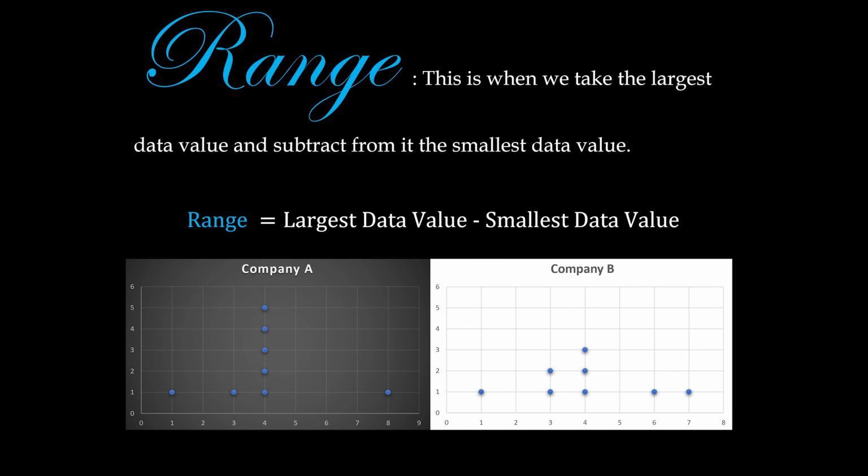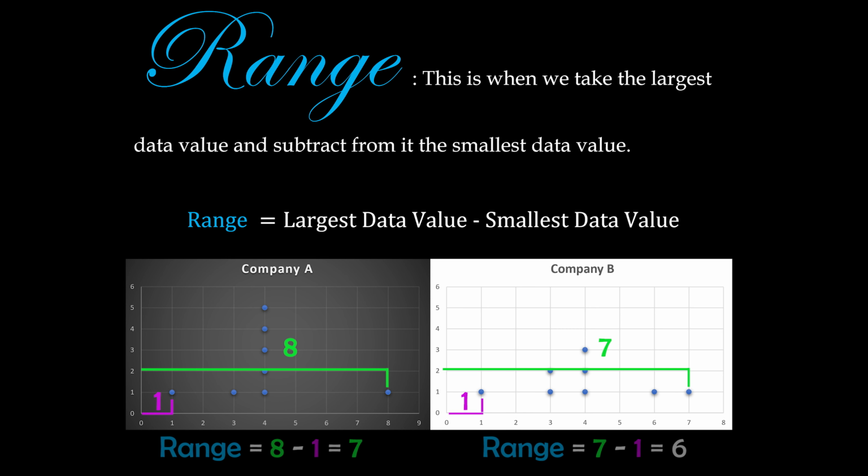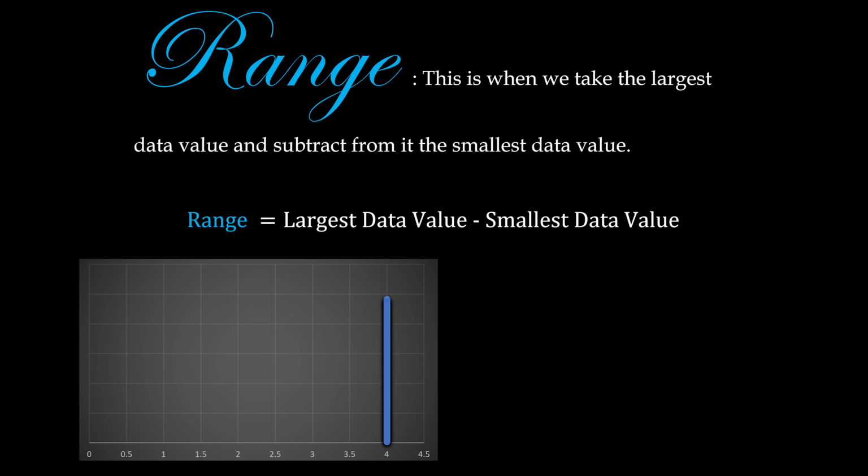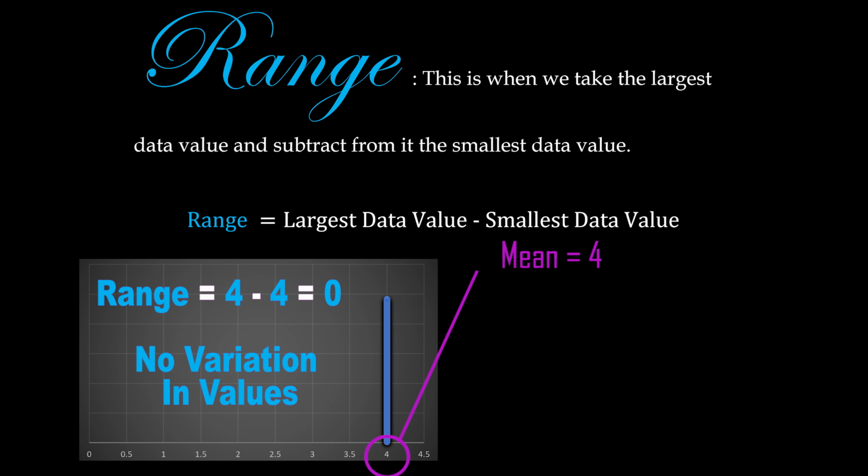So what we are doing here essentially is taking the distance from the furthest data value and 0, then subtracting from it the distance from the smallest data value and 0. The issue with this method is that it is highly sensitive to outliers. Imagine if we had 1,000,000 points centered around 4. Then the mean would be 4 and the range would be 0. Meaning there is no variation in our points.